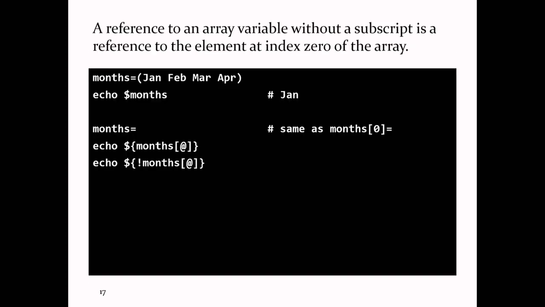Okay, so these are all a reference to an array variable without a subscript. We know about this too. If you refer to an array variable without its subscript, then that's a reference to the first element, to the element at index 0 of the array. So if months is the array January, February, March, and April, and you just use months on its own, you get the array element at index 0.